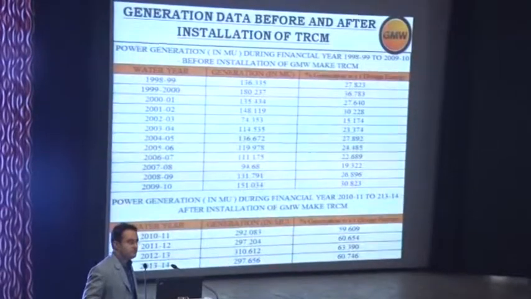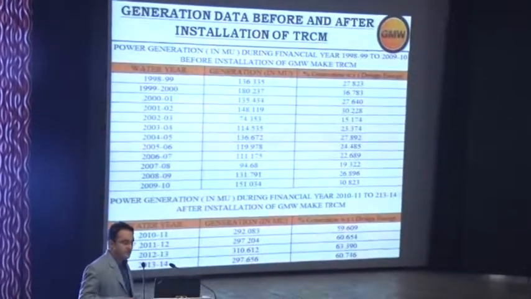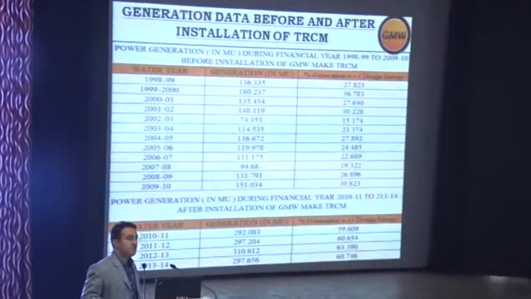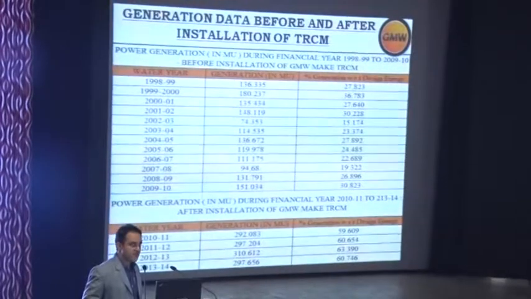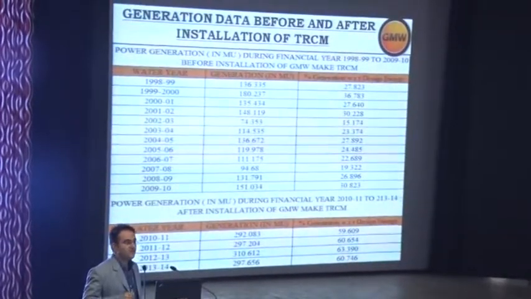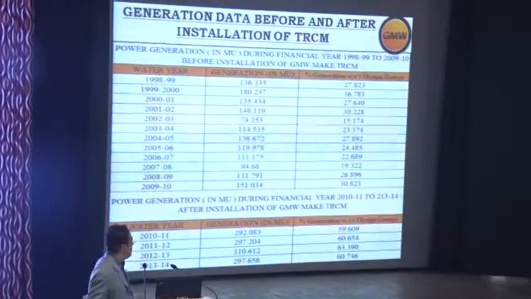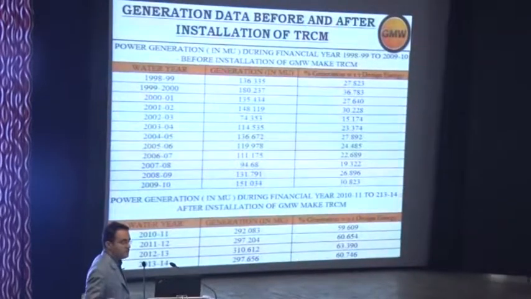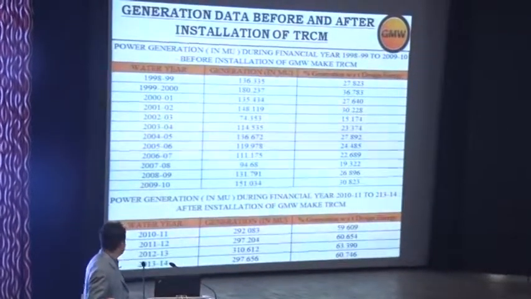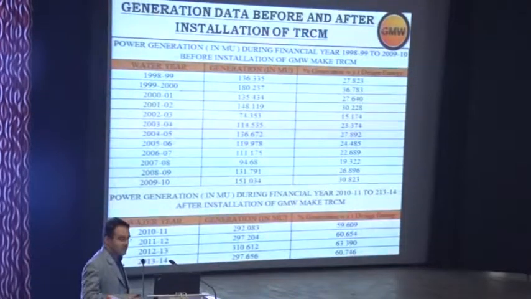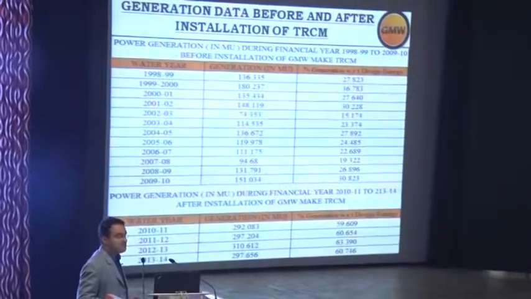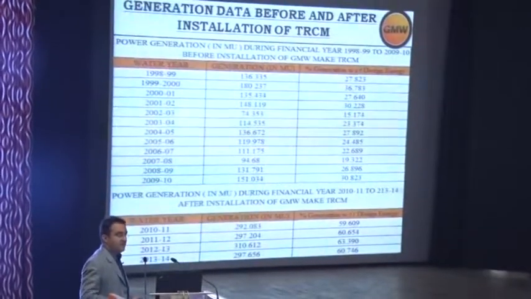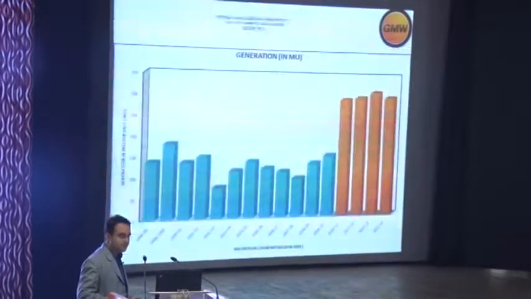Results speak louder than words. That's what we always believe in as well. So for that, we would like to show the generation data before 2009, where there was no trash rack cleaning mechanism, and after 2009, where the mechanism has been installed. There is a huge amount of generation gain. If you see, the maximum they achieved over the last 10 years was 151 million units for the financial year 2009-10. But after installation of this mechanism, the generation doubled. In the year 2010-11, it was maximized at 292.083 million units. And the mechanism recovered its cost within a span of 6 months.